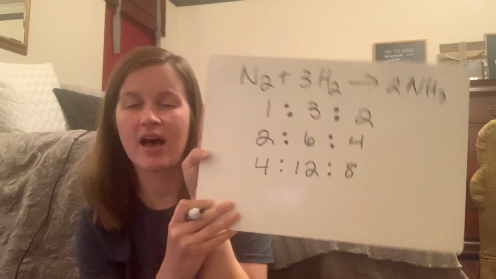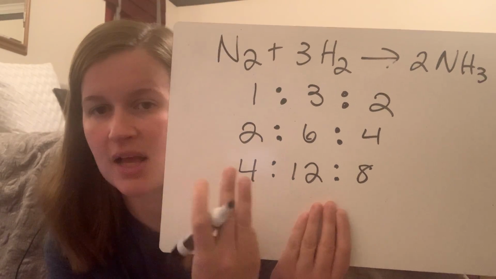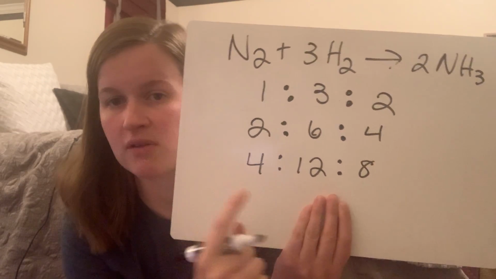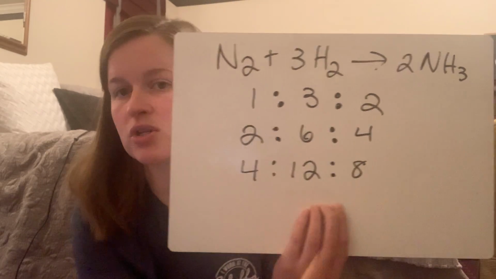If I doubled one of these, 2, to keep that 1 to 3 ratio, I need to make this 6. I need to make this 4. I could double it again. I could make this 4. This would be 12. And then this would be 8. Guess what? If I reduce these numbers down, 4 can go into 12 3 times. 4 can go into 8 2 times. So this would be 4 divided by 4 is 1. 12 divided by 4 is 3. 8 divided by 4 is 2. Guess what? 1, 3, 2. We're keeping those same ratios. That's what I mean by that.